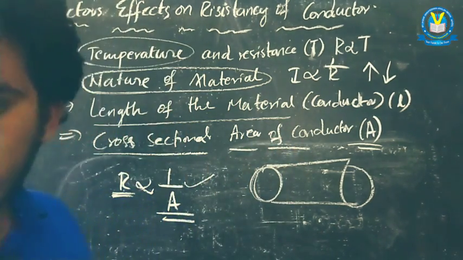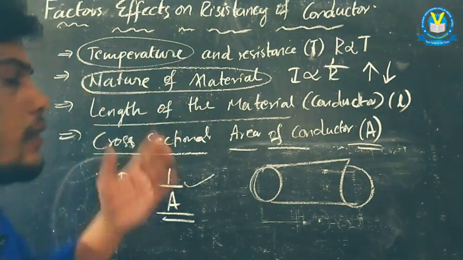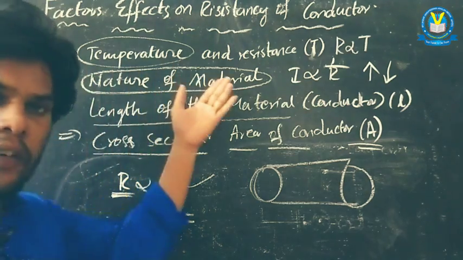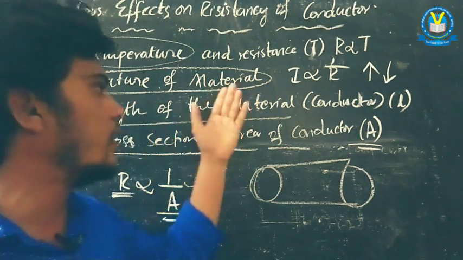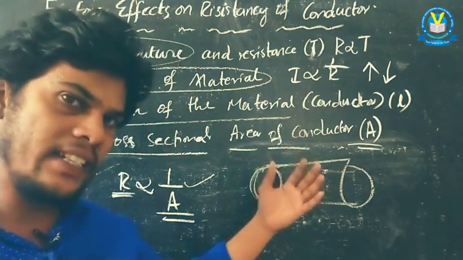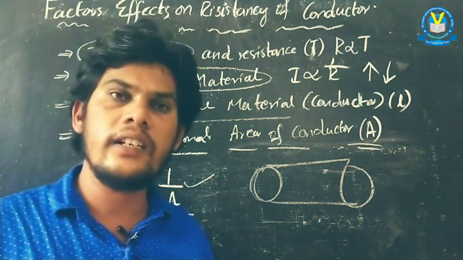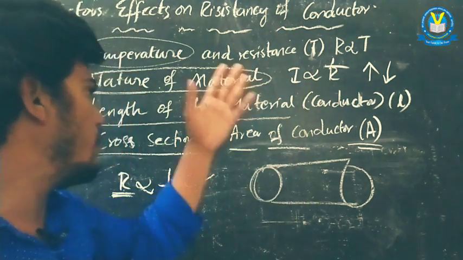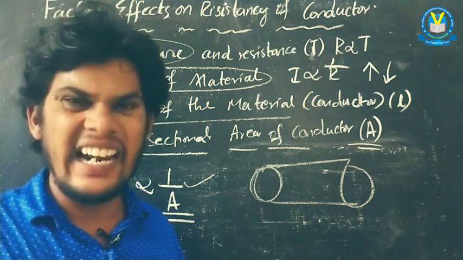So dear students, from this we can say the resistance depends upon different factors. The first one is temperature: temperature increases means resistance increases. The resistance depends upon the nature of the material, and we also discussed the length of the material: if length increases, resistance increases. We also discussed the cross-sectional area: cross-sectional area increases means resistance decreases. From this I am going to derive a small formula for resistance and its units.